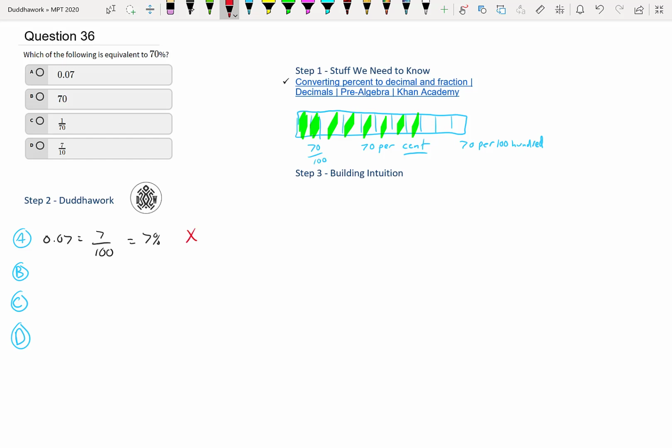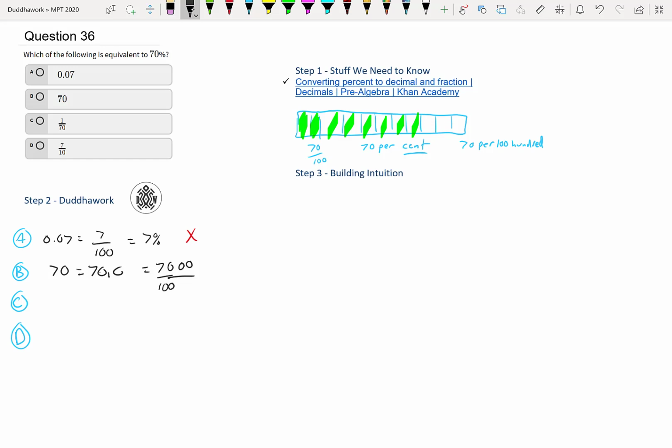70, well, that's 70 units, right? So that's over 100, or in decimal, that would be 70.0, or if you want to really put it over a fraction, it'd be over 100. So if you divide it by 100, you also need to multiply it by 100, so it would be 7,000%. So that's not ideal here.